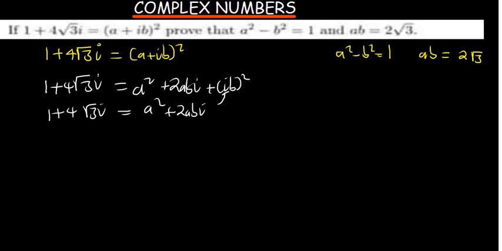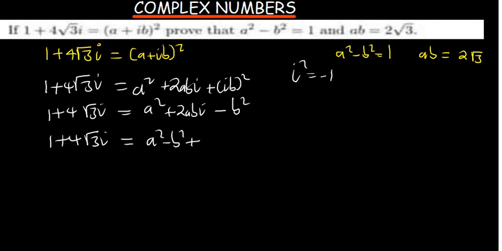If we square the i, that is going to give us i squared, which is equal to negative 1. So this is going to be negative, and then we square the b, that will just be b squared. So a squared and b squared don't have any i. Those are real parts, so we're going to put them together. That would be a squared minus b squared, and then we're going to write the 2abi alone. So you compare the real parts and the imaginary parts on both sides of the equation.